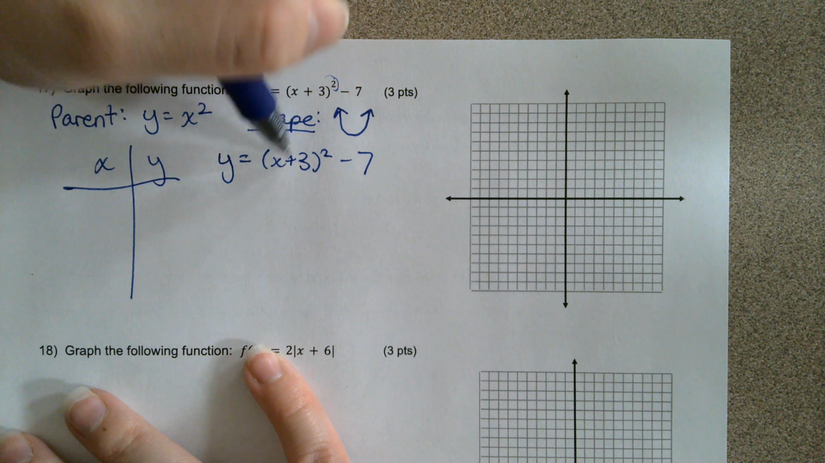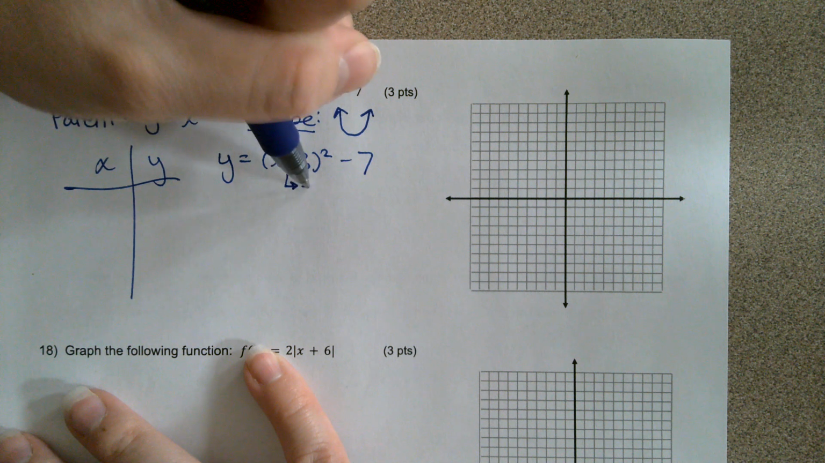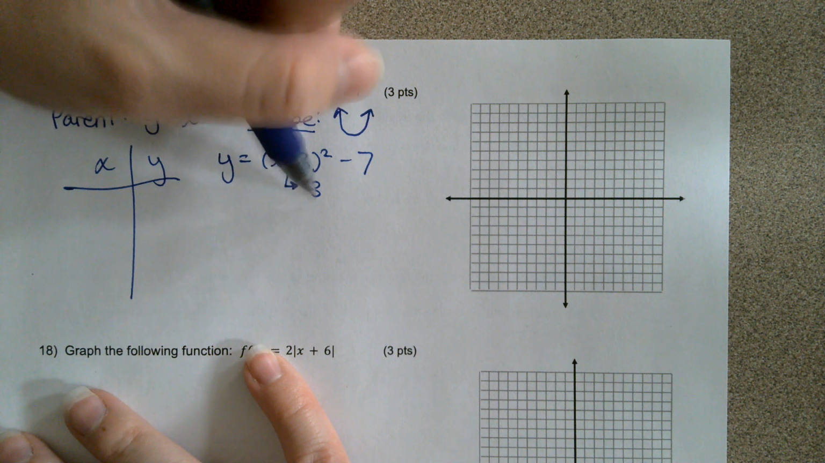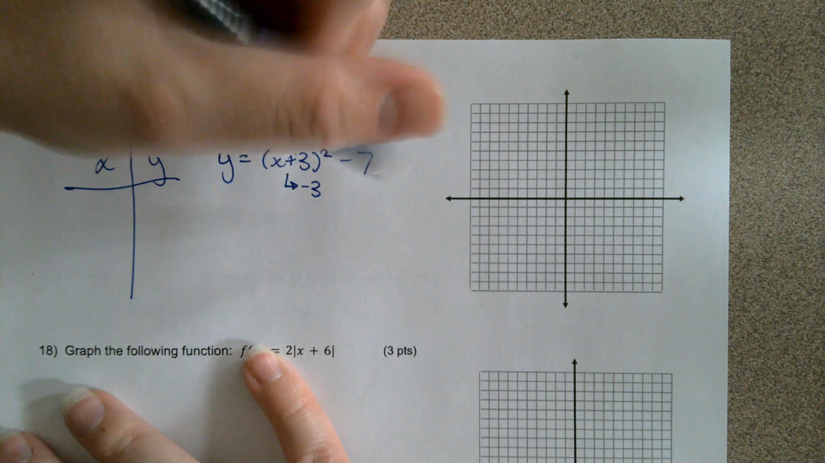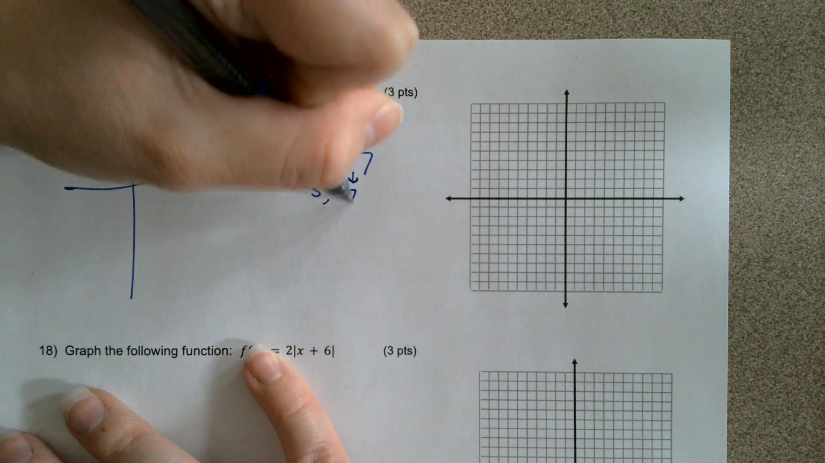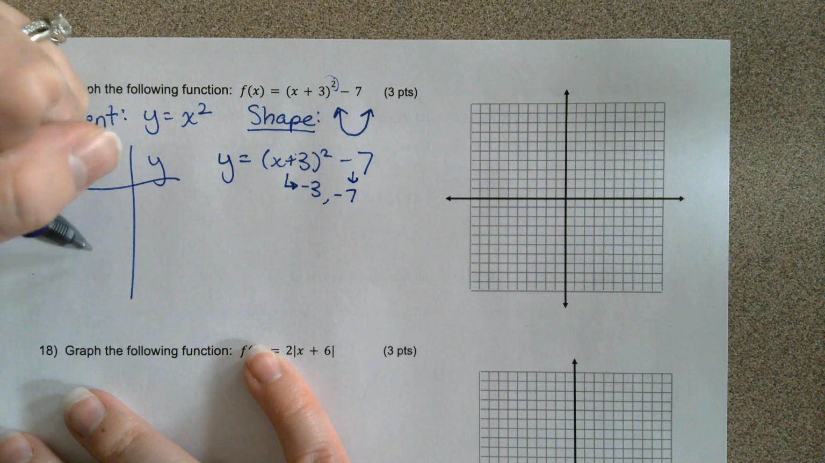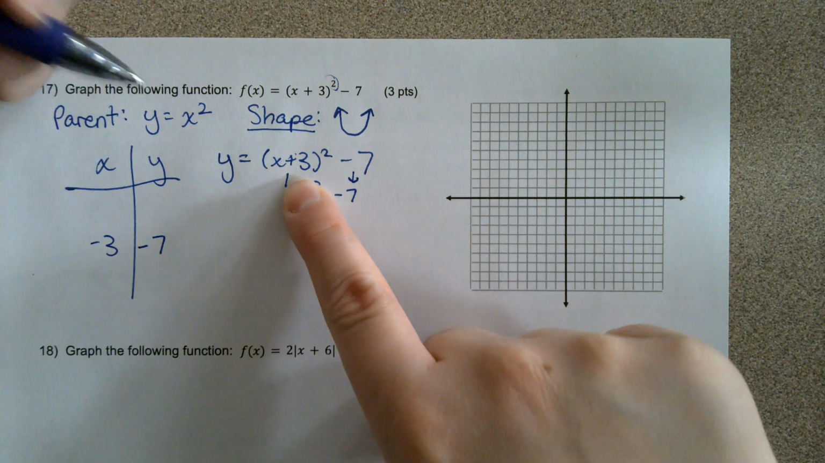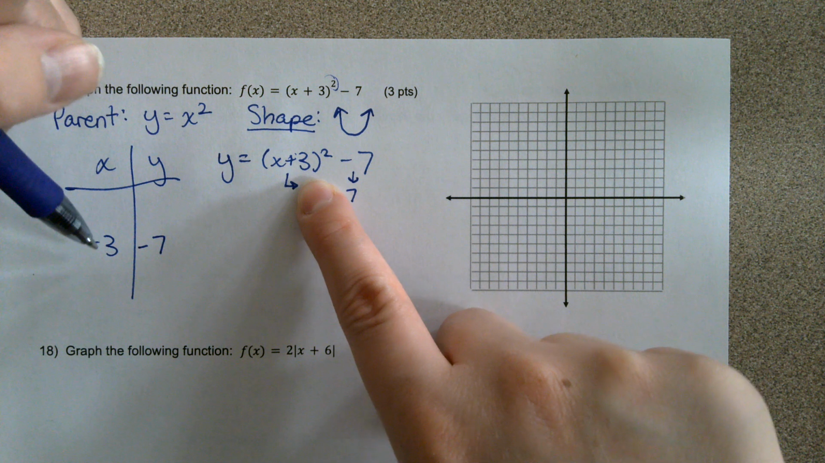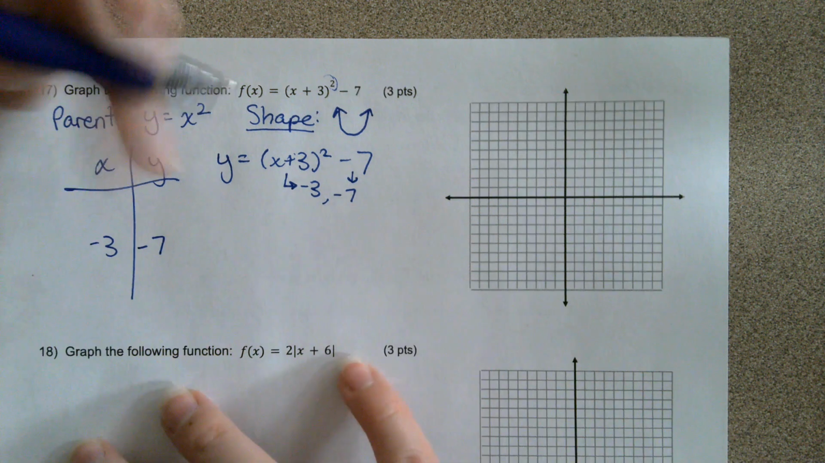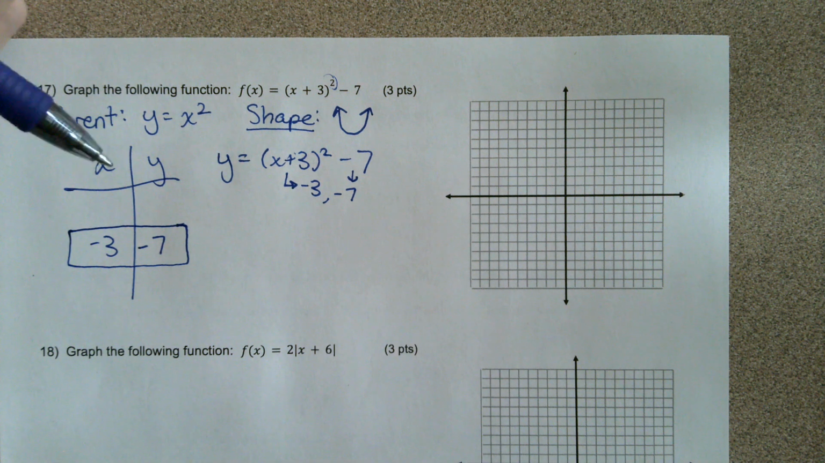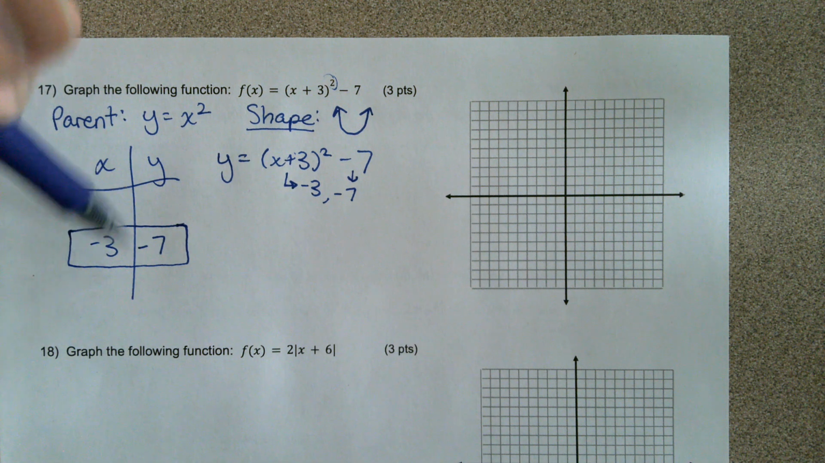Remember, you look at the number next to x, and you mentally, don't actually change this, but mentally change this to a negative 3. Because if it looks like a plus 3, x is actually a negative 3. And then our y value is just negative 7. So negative 3, negative 7. That's our vertex. Inside change, outside keep. Inside changes to negative 3, outside keep it, negative 7. So this is my first point.